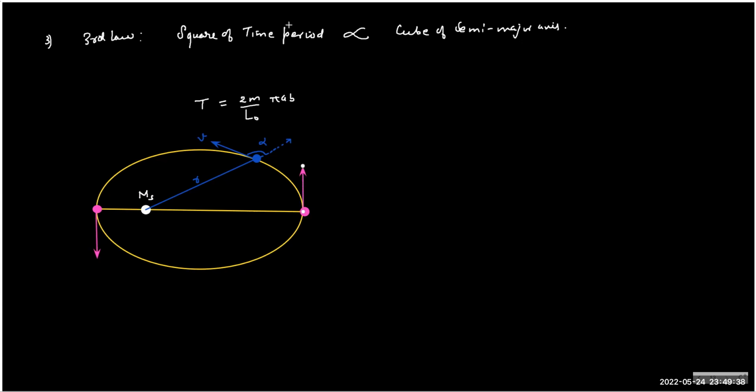So if you draw the R vector, then these R vectors and these V vectors are mutually perpendicular. So if I call this R max, R min, then at the maximum distance the velocity becomes minimum, and at the minimum distance it becomes maximum.